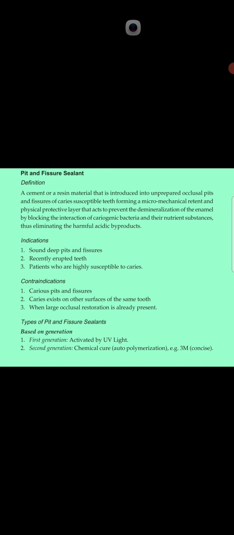Now come to the contraindications. If there is a carious pit and fissure. Next, if caries extends to other surfaces of the same tooth like the buccal, lingual or palatal surface. Third, when a large occlusal restoration is already present, then where can we give pits and fissure sealant? This is a contraindication. Now come to the types of pits and fissure sealant.